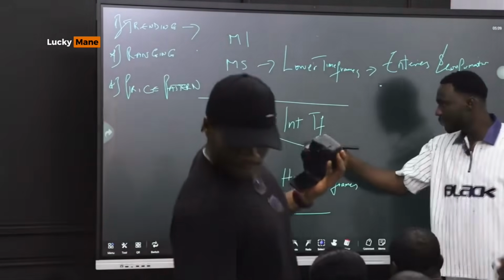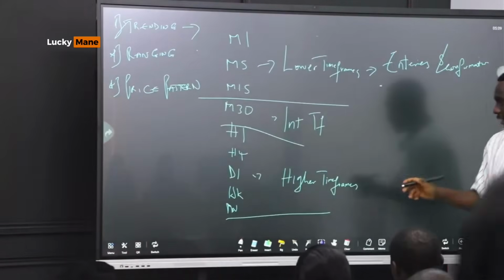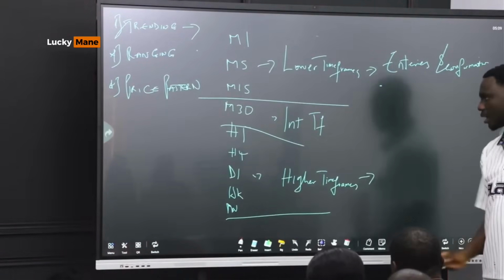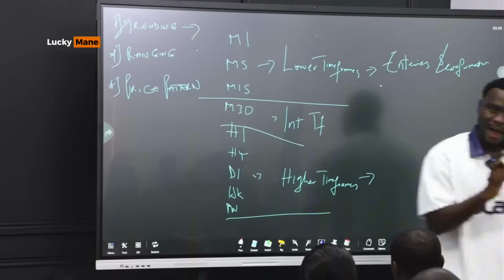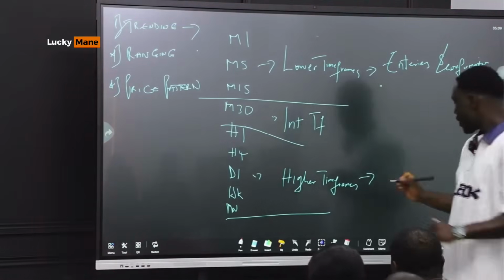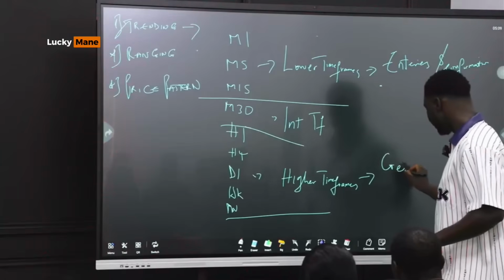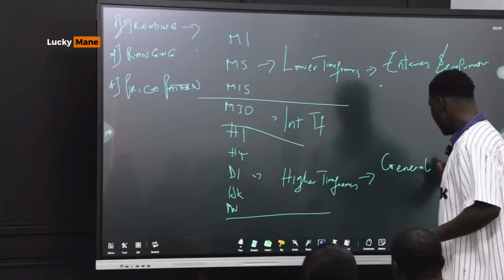So the higher time frame H1, H4, D1 weekly, and then the MN. Now these are higher time frame. They are used in getting the general view of the market. I'll still explain all of this. General view.